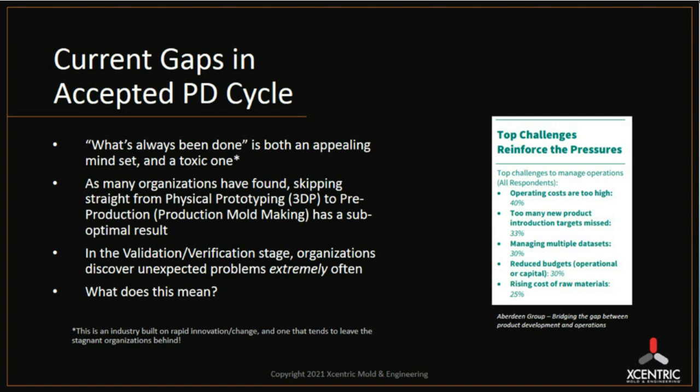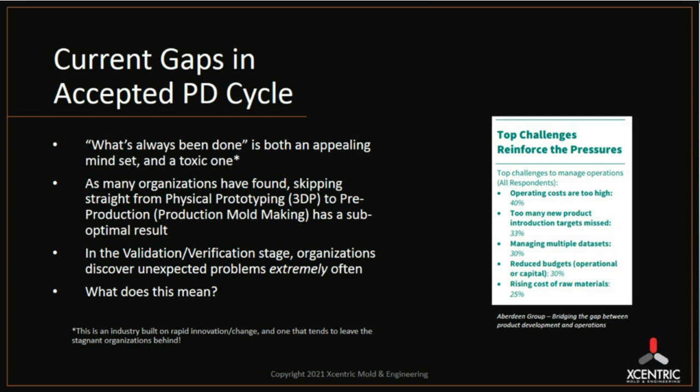So what many organizations have found, and it sounds like maybe 25% of people here today have found this already, but skipping straight from physical prototyping, that is 3D printing, to pre-production, which is production mold making, has a suboptimal result. Again, in that validation and verification stage, which happens very late in the product development process, organizations often discover unexpected problems. I would even say extremely often. And what does this mean for them?